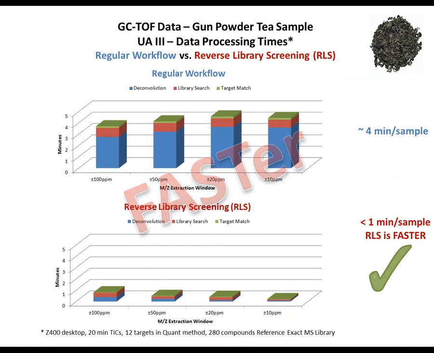Reverse library match has several advantages. First of all, it's faster. So if we compare that to accurate mass deconvolution, you'll see that the times for all of the mass extraction windows are reduced significantly. And as a rule of thumb, it's about a minute a sample. Reverse library screening is fast.